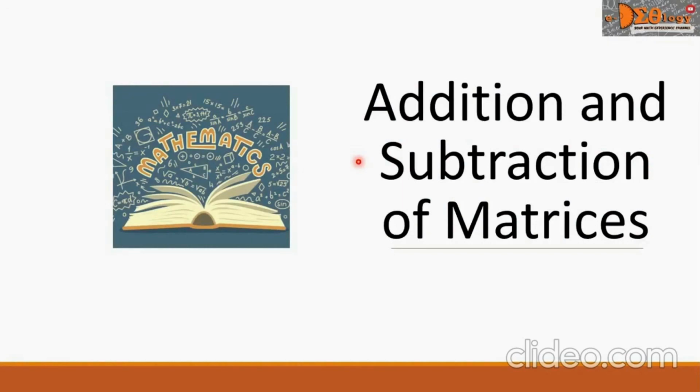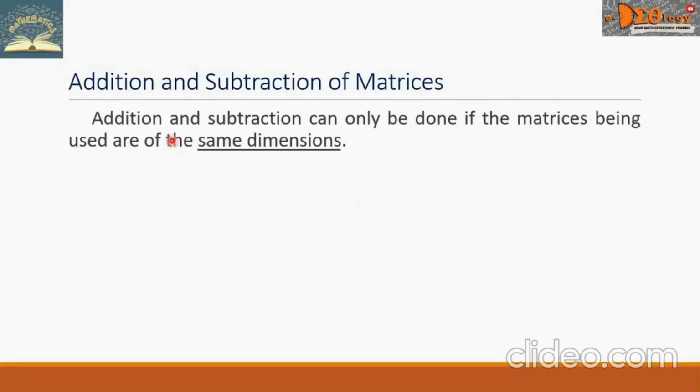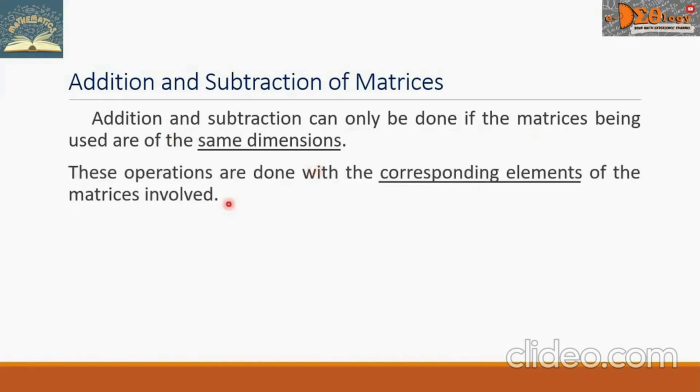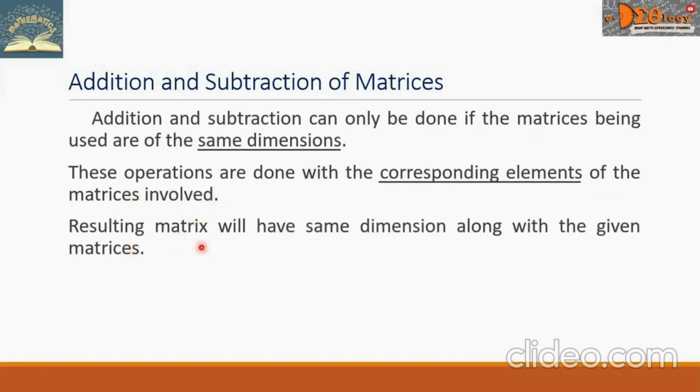Hi everyone, today we're going to study addition and subtraction of matrices. Addition and subtraction can only be done if the matrices being used are of the same dimensions. These operations are done with the corresponding elements of the matrices involved. The resulting matrix will have the same dimension as the given matrices.